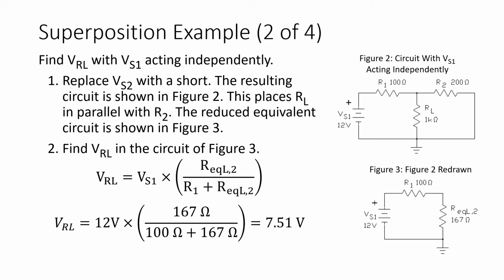Now, in this circuit, we need to keep track of the polarity of that voltage drop, positive to negative, because ultimately we're going to find the algebraic sum of the voltages across RL with each source acting independently. So again, looking at figure 2, the voltage drop across RL is positive to negative.